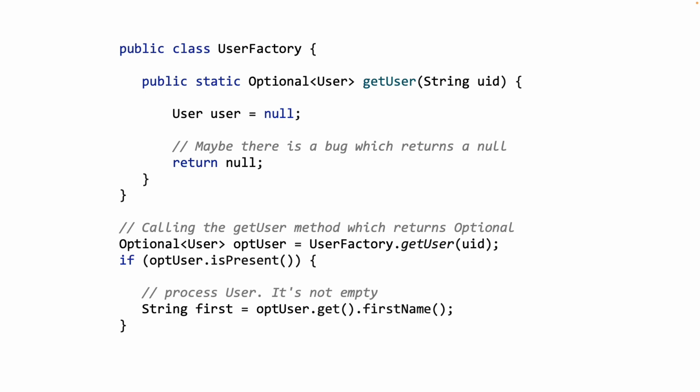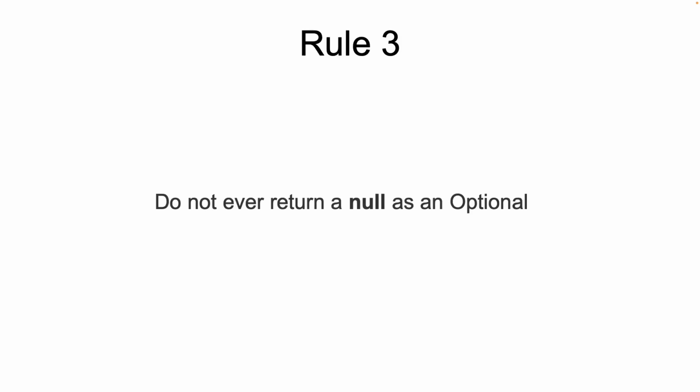Now let's take a look at another problem that can happen. Here you see the getUser method is actually returning an optional object which itself is null. This could be a bug in the system and it could happen because of some condition, but it's a disaster written all over. The whole point of optional use is to protect the calling code from null. By returning an optional object which itself is null, we have created a rather funny and ironic situation. And that's the third rule. Do not ever return a null as an optional. Return an empty optional object.